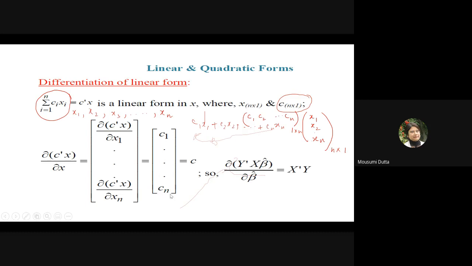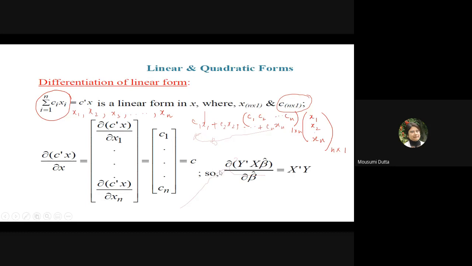So what I am getting is nothing but c. I started with c prime x. When I am taking the derivative with respect to x, we understood we will get the c related term. x will not be there because it is linear in x. However, we are not getting c transpose, rather we are getting c.